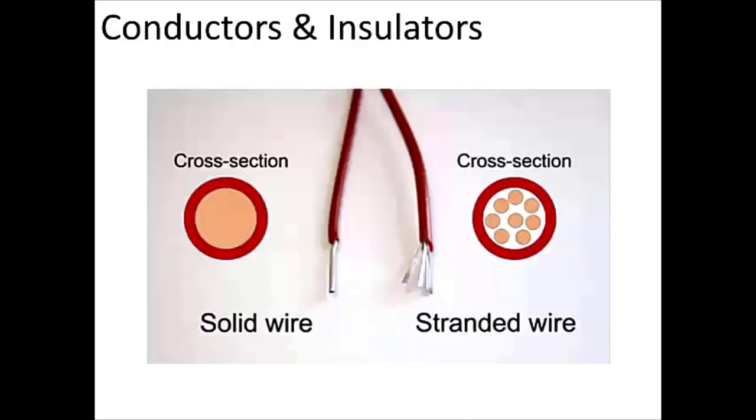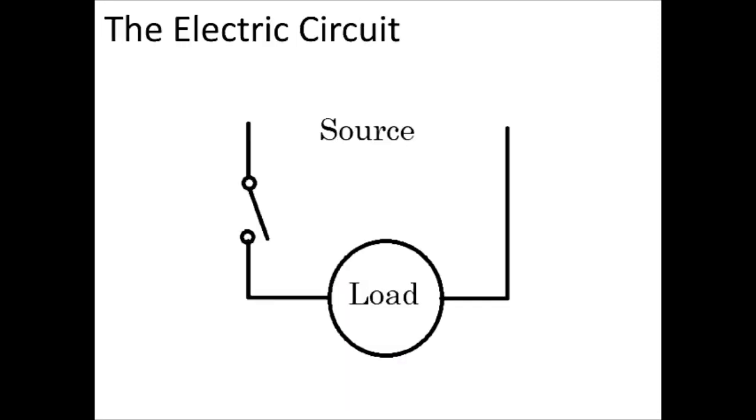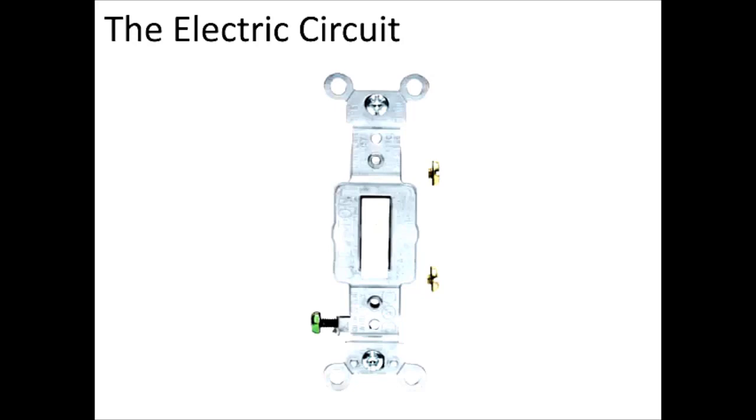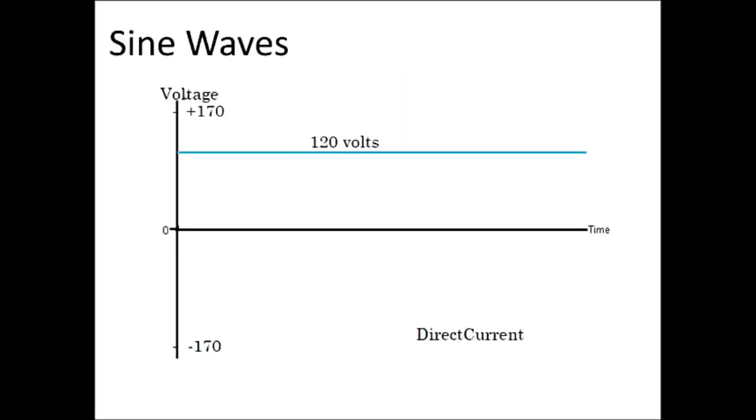Conductors can be solid wire or stranded wire. Here we see on the left is a solid wire. You have solid, in this case it's aluminum, surrounded by the insulation, and on the right you have stranded wire, which is multi-wires twisted together within the insulation. But it's handy to have a way to turn on and off your circuit, so we add a switch. Now a switch can be as simple as a knife switch, or it can be a wall switch.